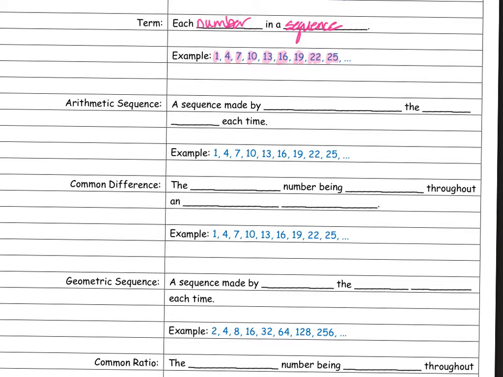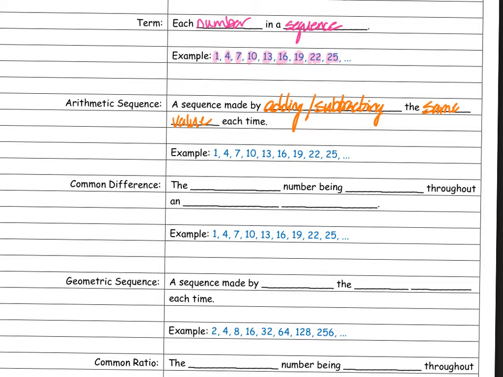It's a sequence made by adding or subtracting. I can either add or subtract to make an arithmetic sequence. Adding or subtracting the same value each time. So I mean adding the same number, or subtracting the same number.